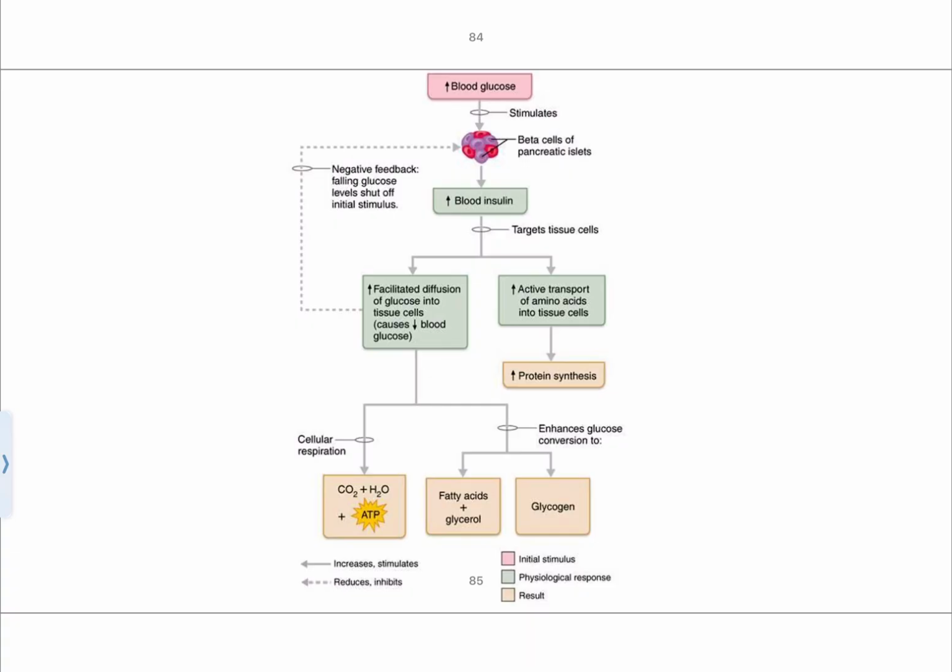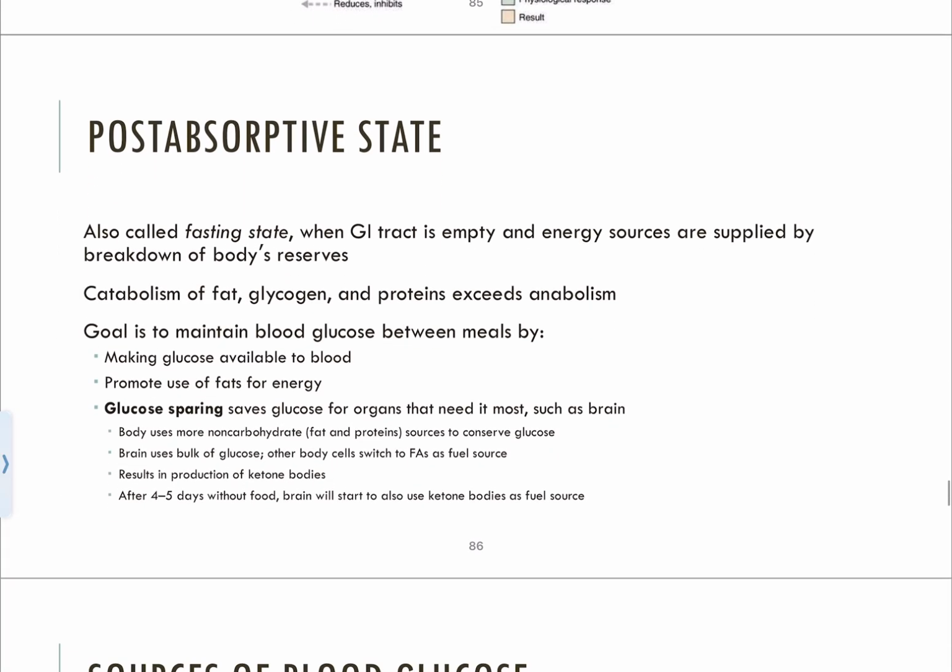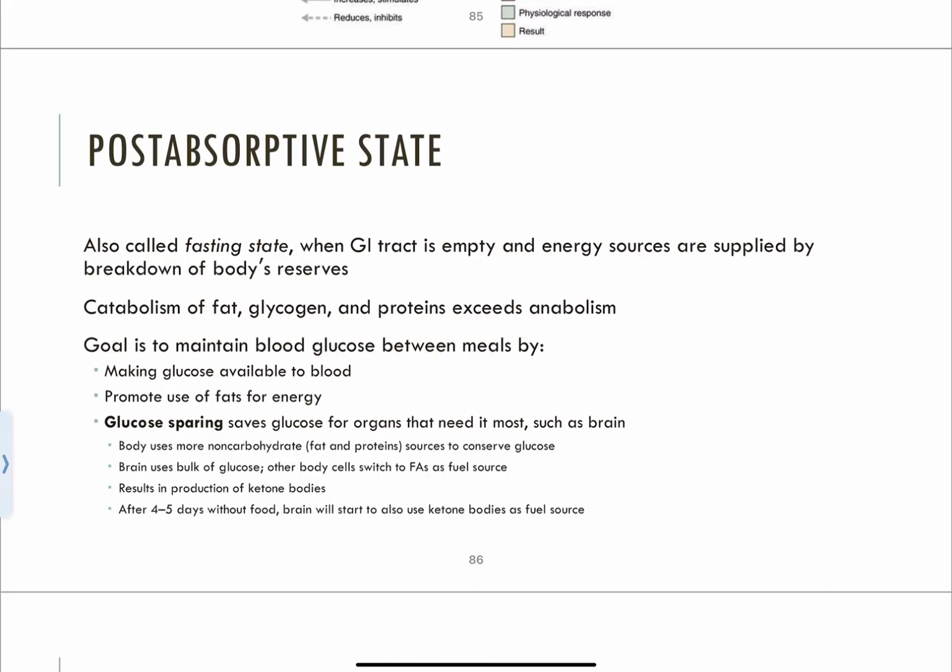Again, a nice flow chart outlining everything that we've talked about. And we can move on to the post-absorptive state.